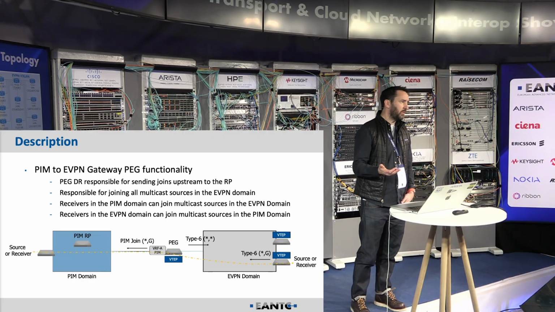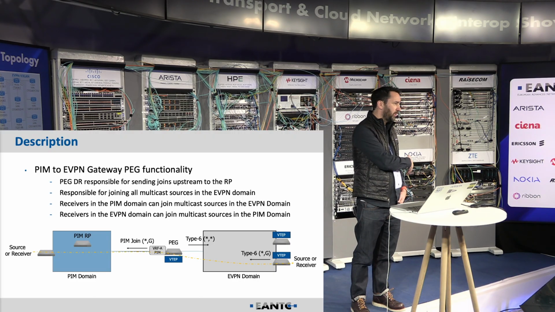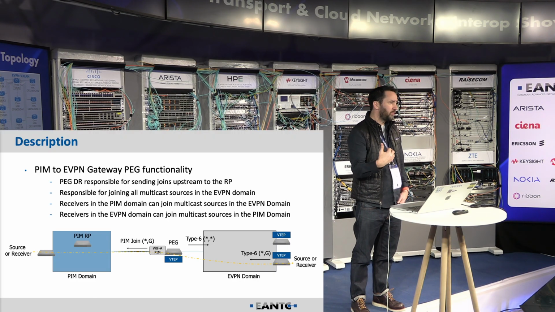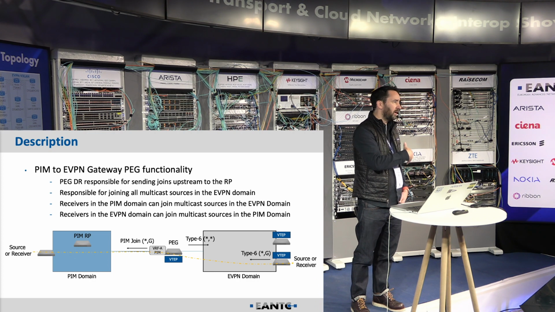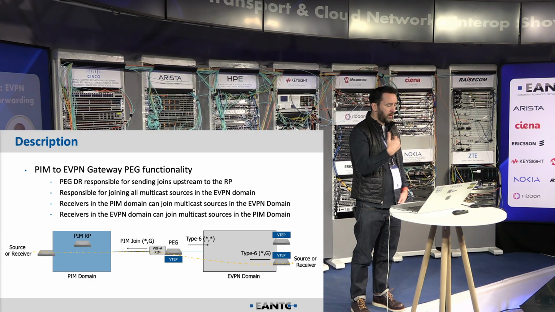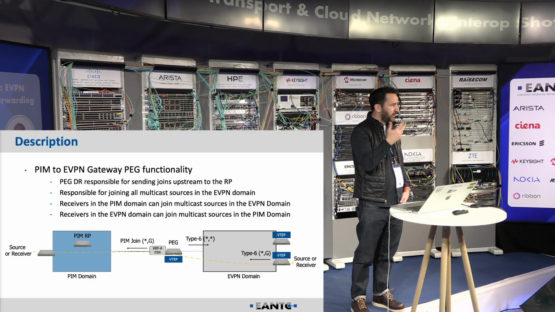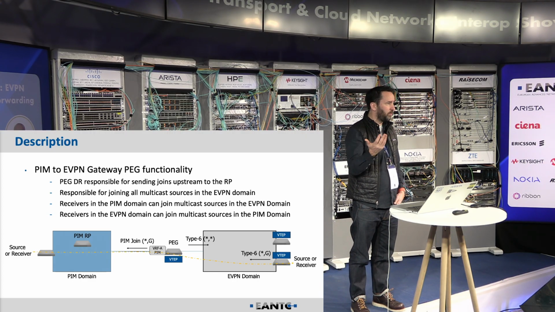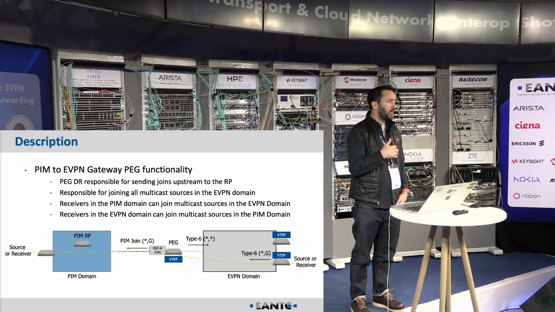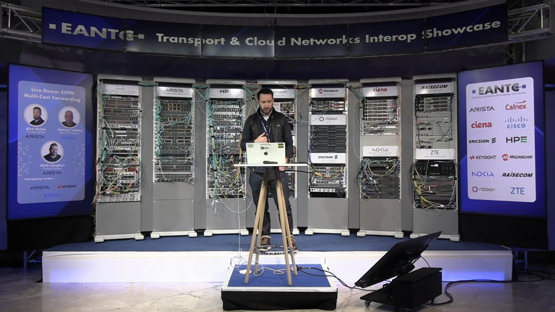So the first gateway we're going to show you is termed the PEG. A PEG is taking a source or receiver that sits in a PIM domain and transitioning that PIM join to an EVPN SMET route into the EVPN domain. So the gateway in this case is a PIM to EVPN gateway, hence the term PEG. And again, for redundancy, you can have multiple PEG nodes, and the elected DR will be the one responsible for sending the PIM joins and the SMET routes.